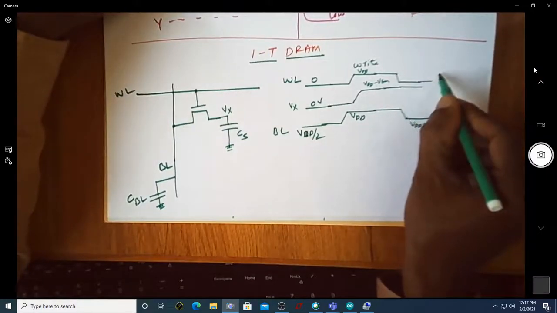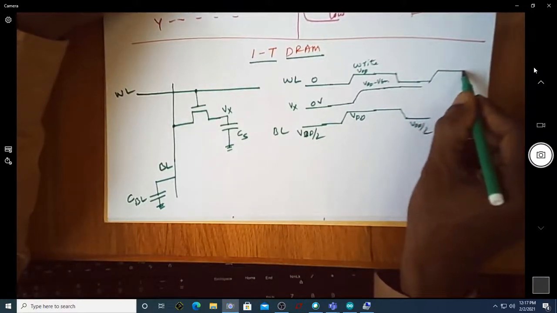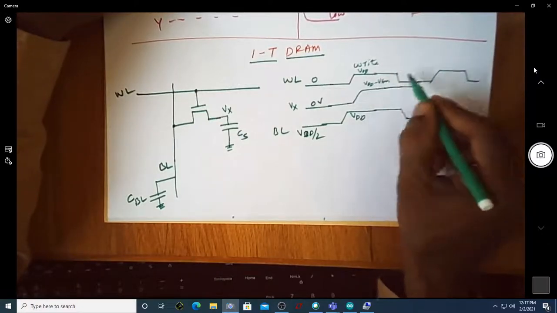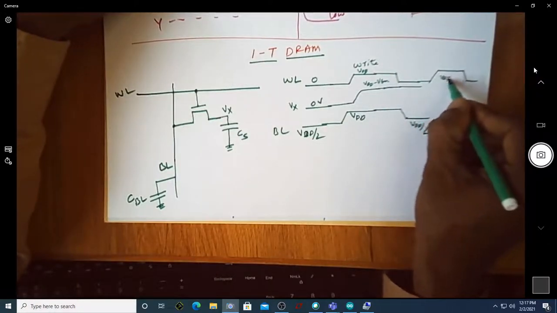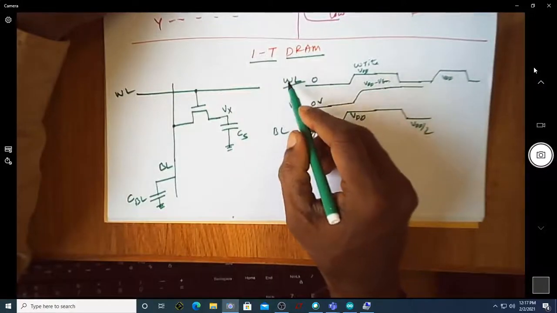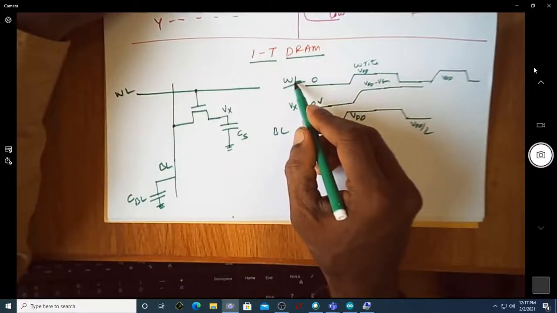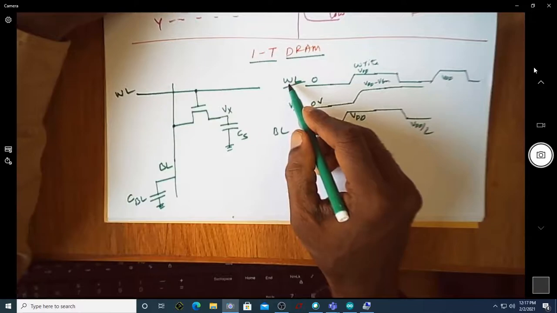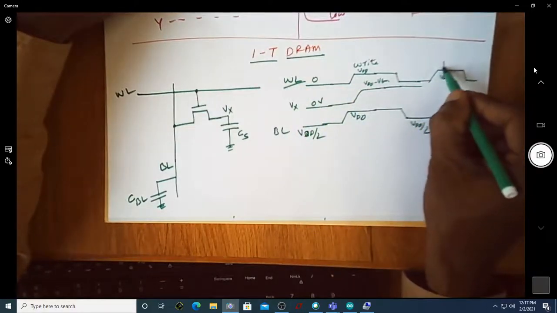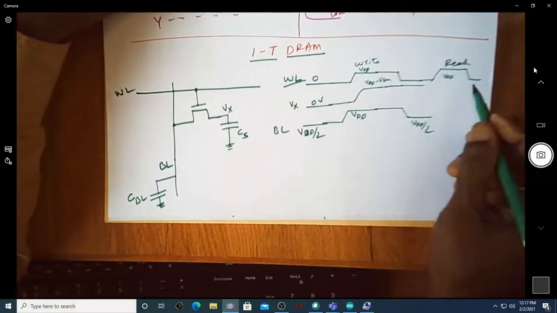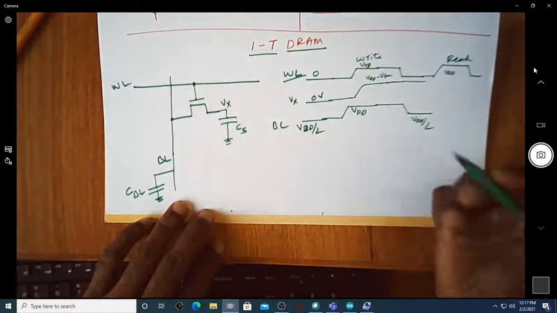Now assume that you want to again make this high. So this is again made high. The WL, that is the word line, has been made 1. When you are making this word line equal to 1, it is for the purpose of reading. Now I want to read what is the value that has been stored.